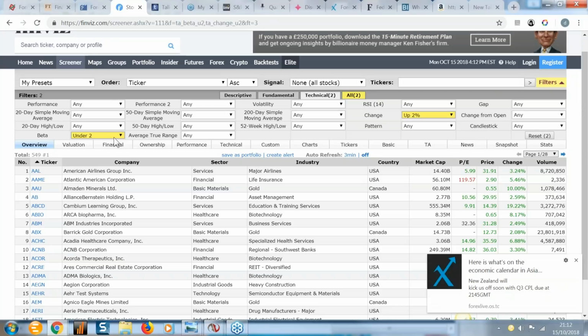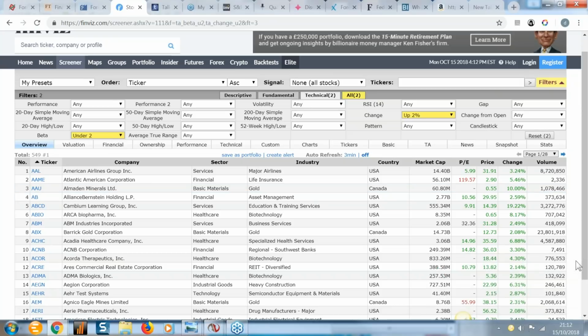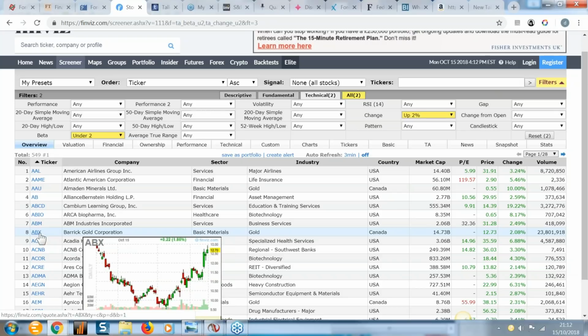But what I've done here, I've just used it really as an example. I've combined the two: anything that's up 2%, but only those stocks that have a beta of 2 and below, as it were. What it pulled up, which was quite interesting, is that a lot of the gold stocks have come up. Certainly with Barrick Gold, you can see it's had a real push up over the last few days, and it's really not surprising given how bearish the gold price has been.